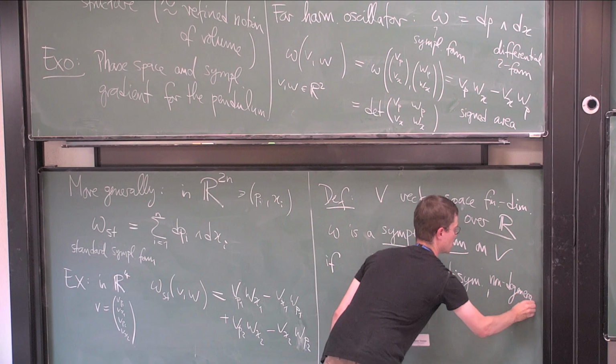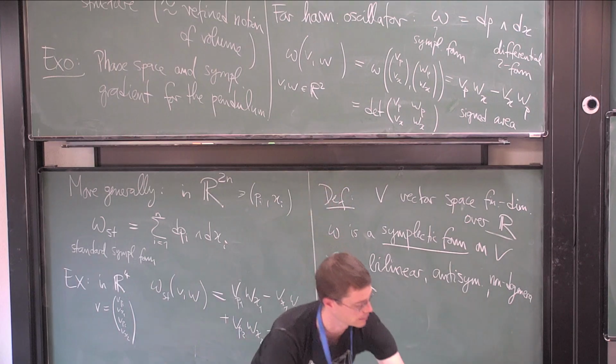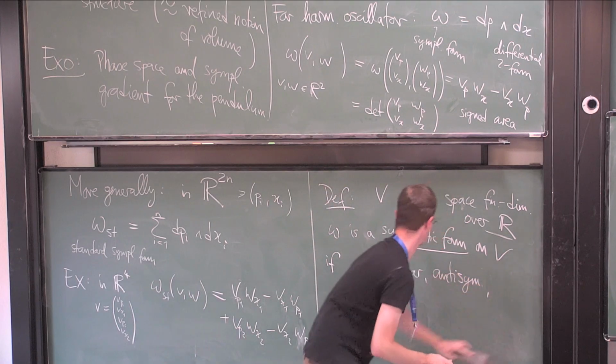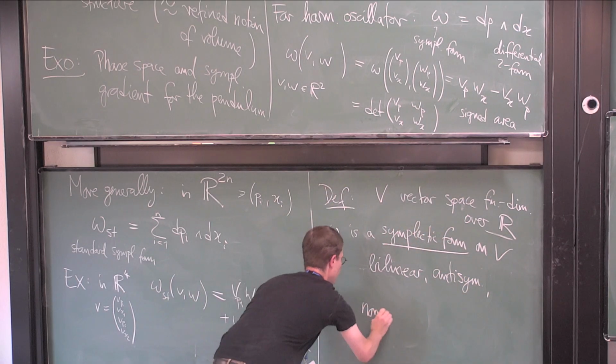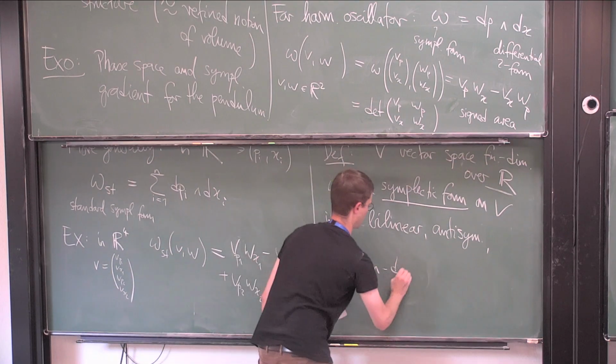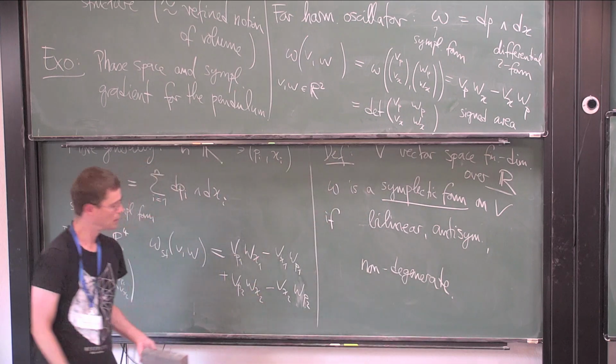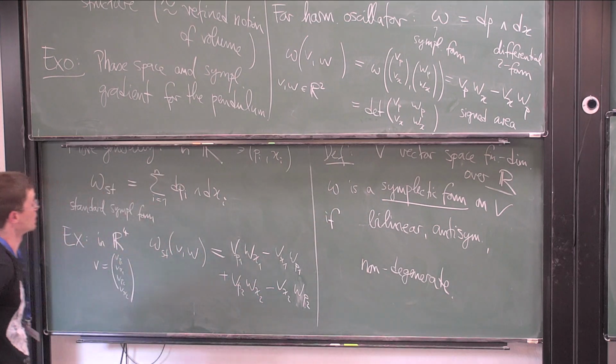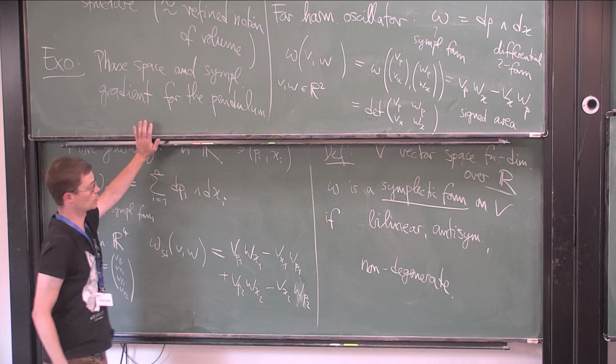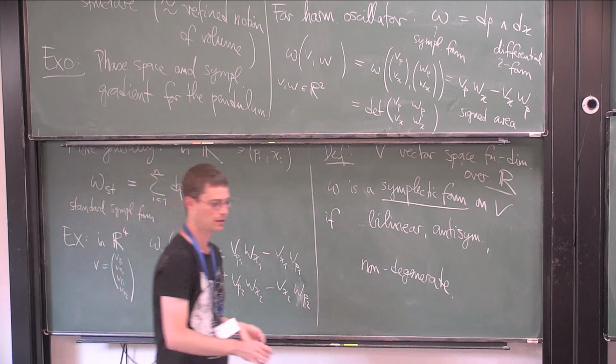Non-degenerate. Well, I'm not sure if you can read this. Non-degenerate. Okay, so what are all these names, all these words: bilinear and antisymmetric.